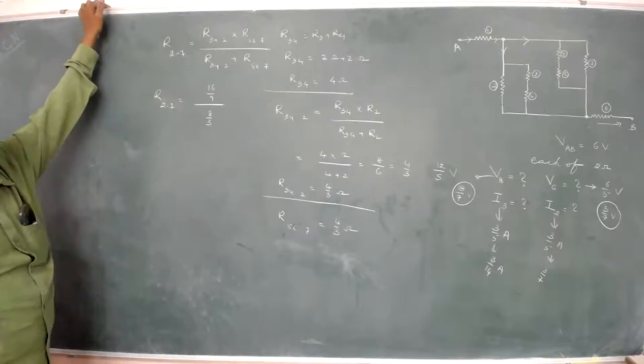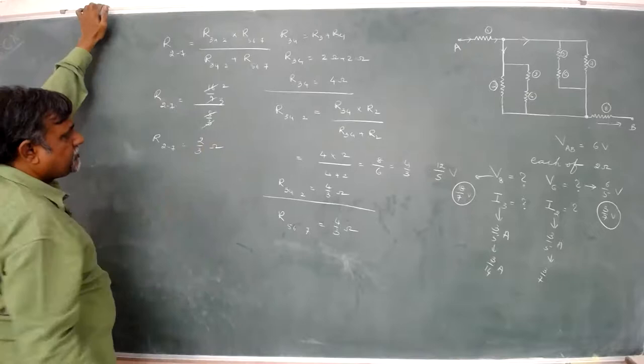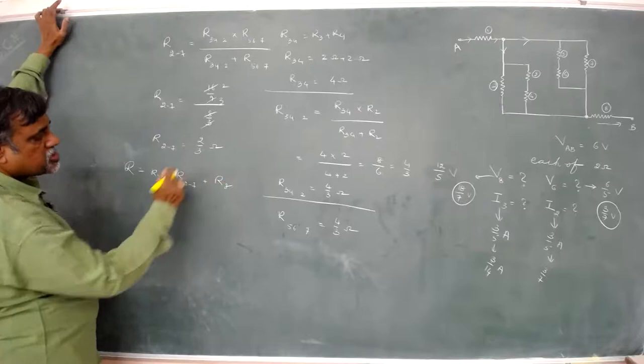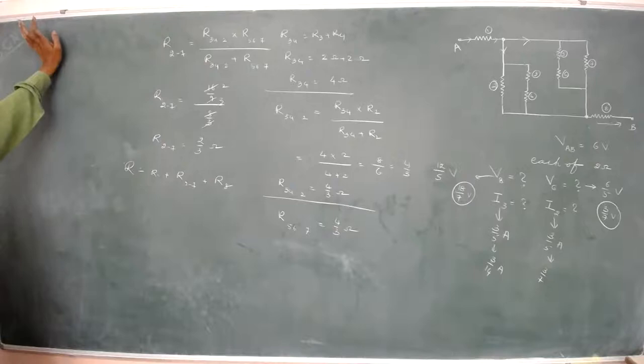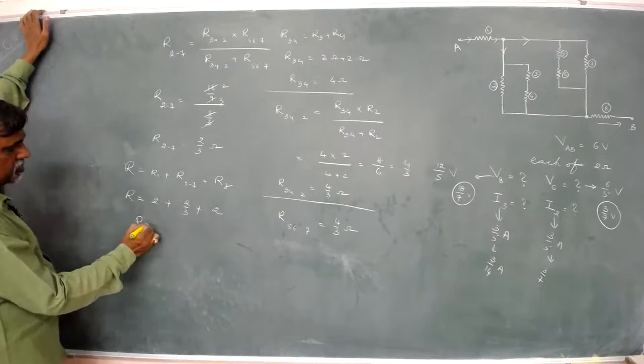So this again gives R2-7 as 4/3. Next, total R is R1 plus R2-7 plus R8, because all the three things come in series. So R is equal to R1 plus R2-7 plus R8.